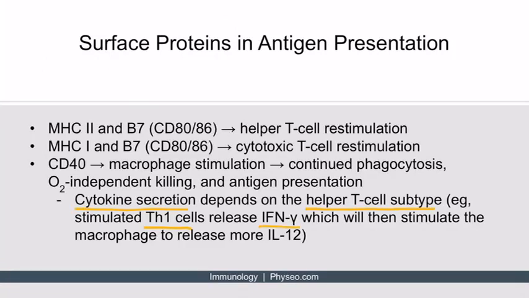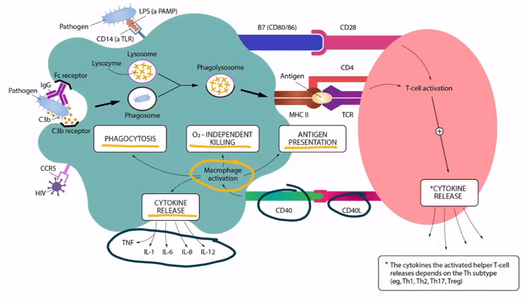Interferon gamma will then stimulate the macrophage to release more interleukin 12. So again, if we were to assume that this T helper cell was a Th1 cell, it would release interferon gamma, which would then stimulate the macrophage to release more IL-12. But again, we'll help you memorize these macrophage cytokines in the following video.